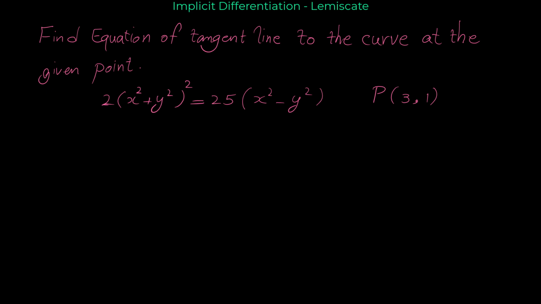In this video, I'm going to show you how we can use implicit differentiation for finding the equation of a tangent line to a curve. Find the equation of the tangent line to the curve at the given point. The curve is 2 times (x^2 + y^2) all squared equals 25 times (x^2 - y^2). And we want to find the equation of the tangent line to this curve at this point.